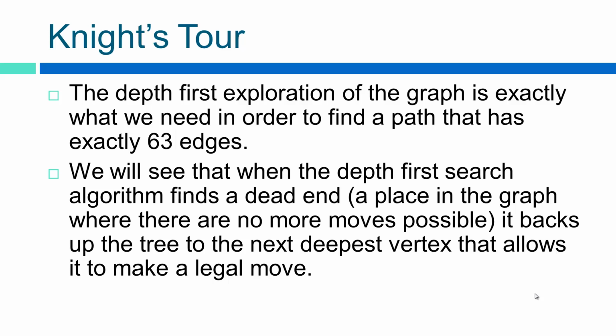We will see that when the depth first search algorithm finds a dead end, which is a place in the graph where there are no more moves possible, it's going to go back up the tree to the next deepest vertex that allows it to make a legal move. And this is the particular algorithm for solving the Knight's Tour puzzle.